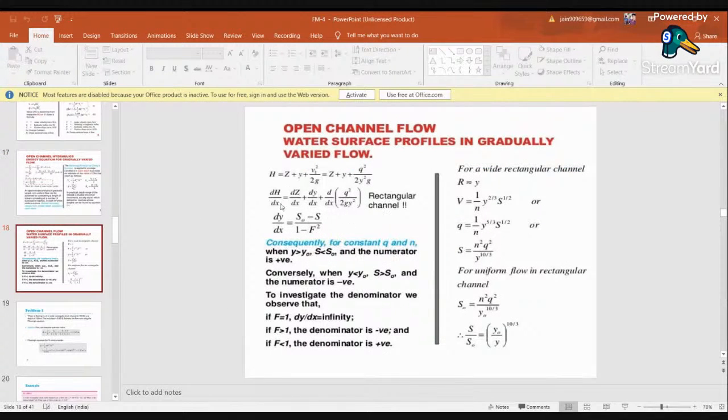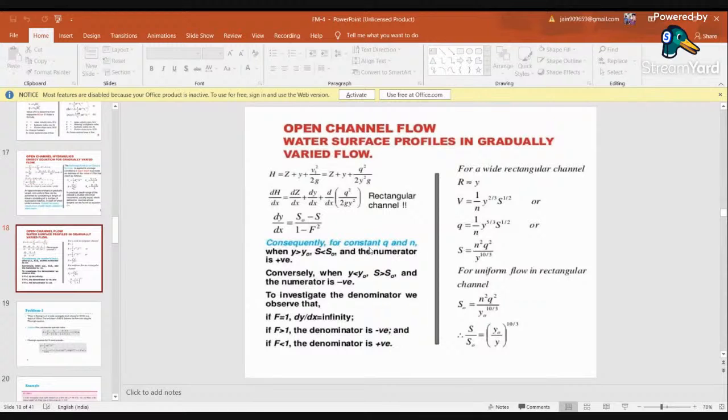Now, if you have to find the slope of the water surface, that is dy by dx, you can use this formula: S0 minus S divided by 1 minus F square. That is, slope of channel bed minus slope of energy line, divided by 1 minus Froude number square, that is F square. Where S is the slope of energy line and S0 is the slope of channel bottom. Dy by dx is nothing but the slope of the water surface.